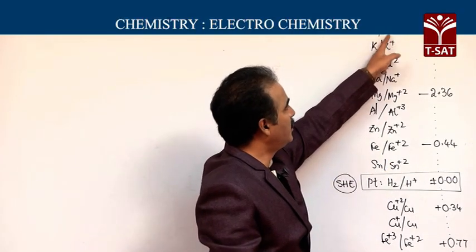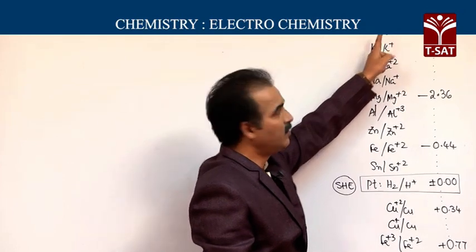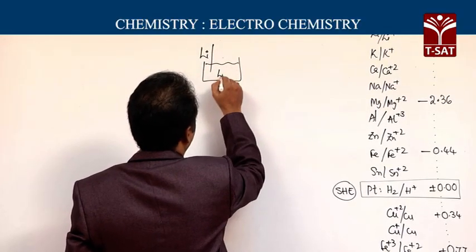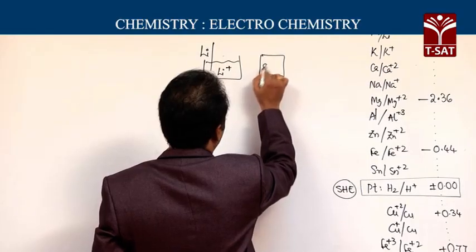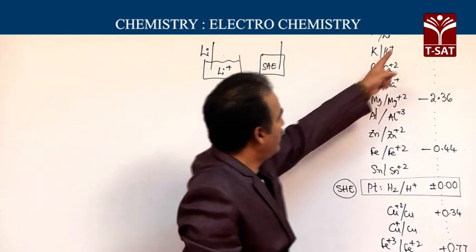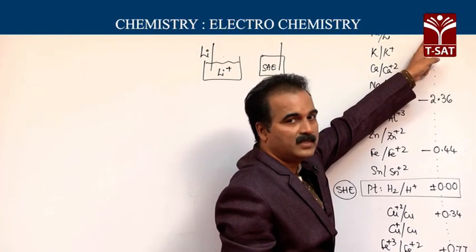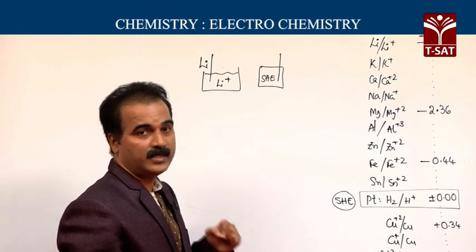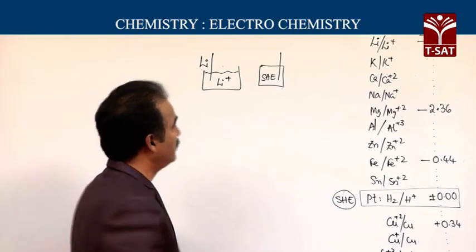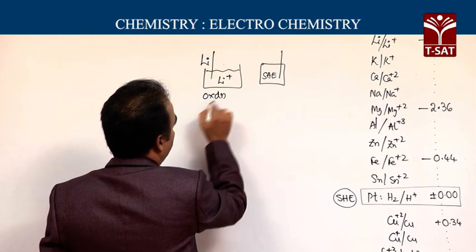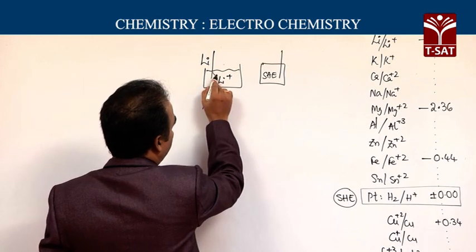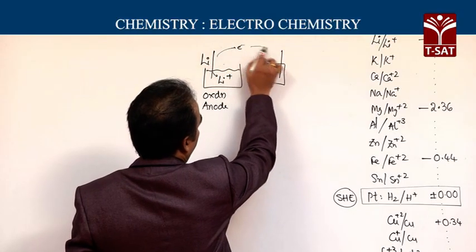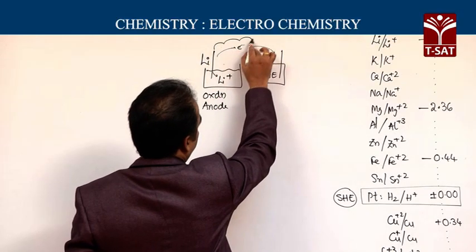For example, if you take a lithium electrode, lithium in lithium plus, when that electrode is connected to the standard hydrogen electrode, the standard reduction potential of lithium is negative, which means this lithium electrode undergoes oxidation when connected to SHE. It is acting like an anode, so it undergoes oxidation. Lithium goes into solution and delivers the electrons, and the electrons are received by the standard hydrogen electrode.